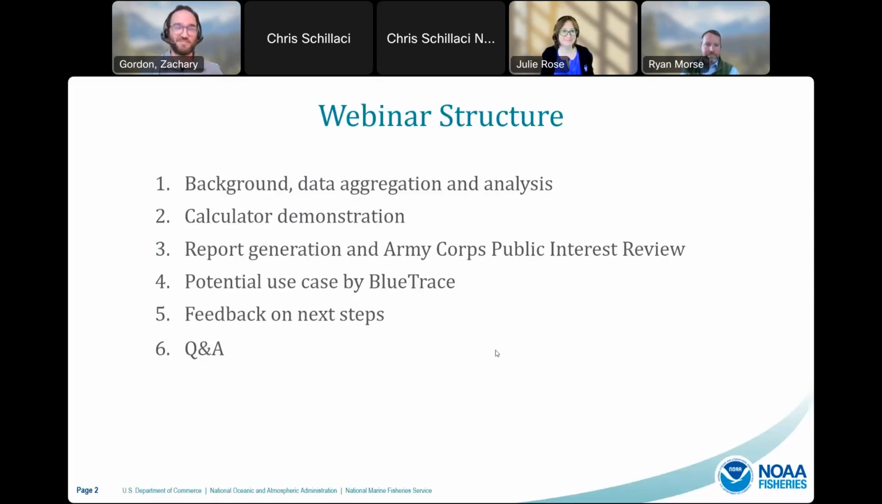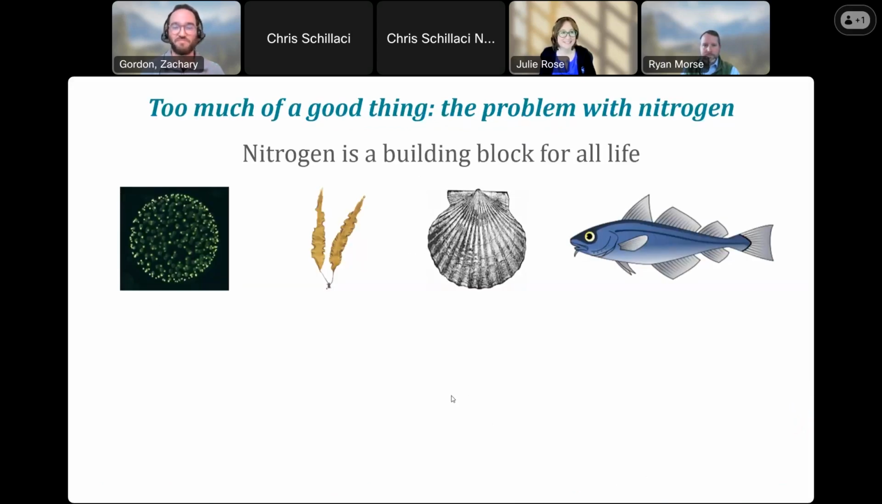So we're going to give some background, data aggregation and analysis of how we came up with the tool. We're going to demonstrate the tool, as I said. We're going to show how a report is generated from the tool. Then we're going to talk about a potential use case by an independent company, and do some feedback through an interactive platform. And then we'll have a Q&A at the end. So I will hand it over to Julie Rose, who led the data collection for this tool. So go ahead, Julie. Thanks so much, Zach.